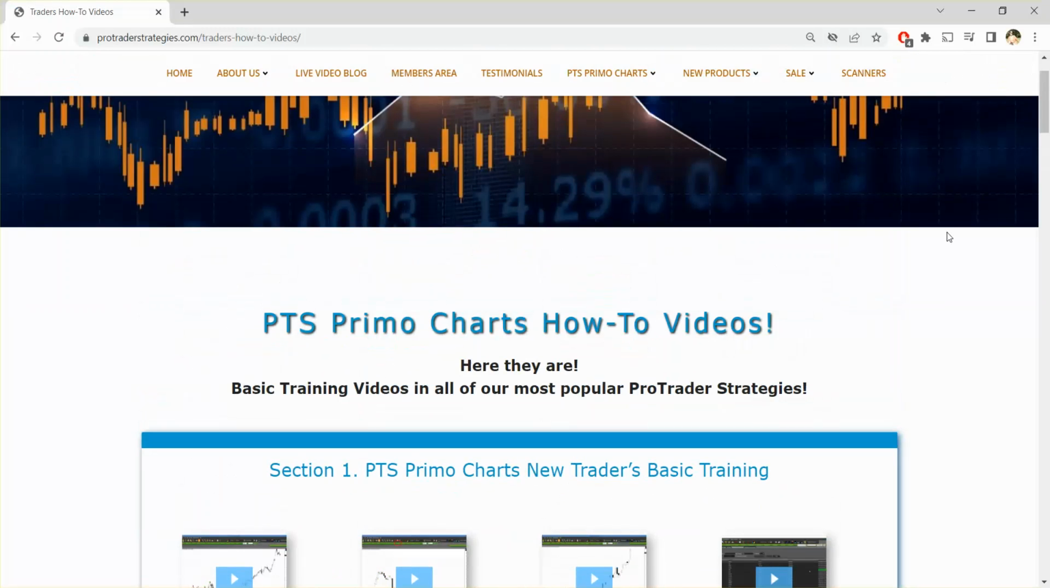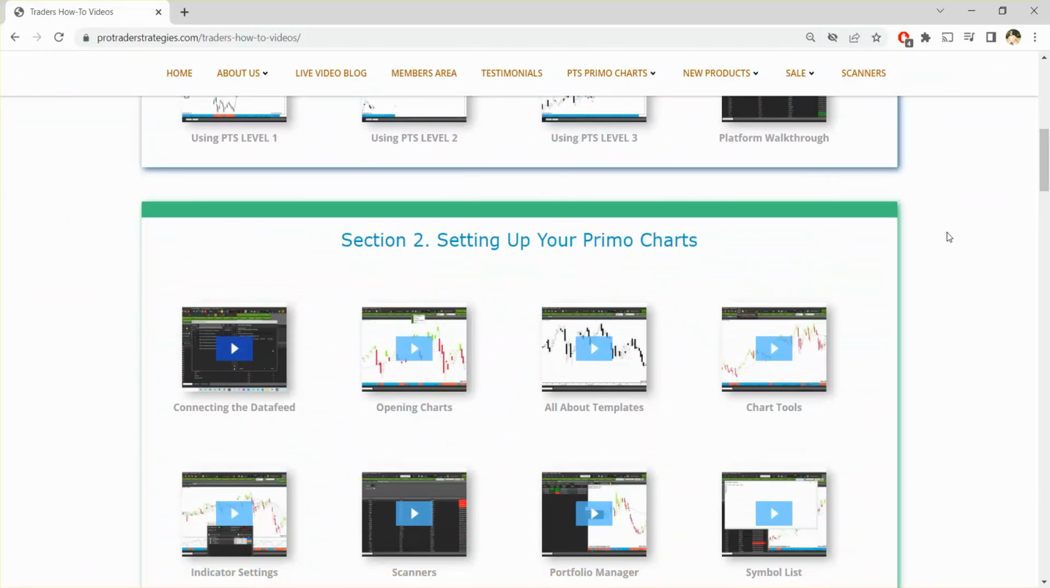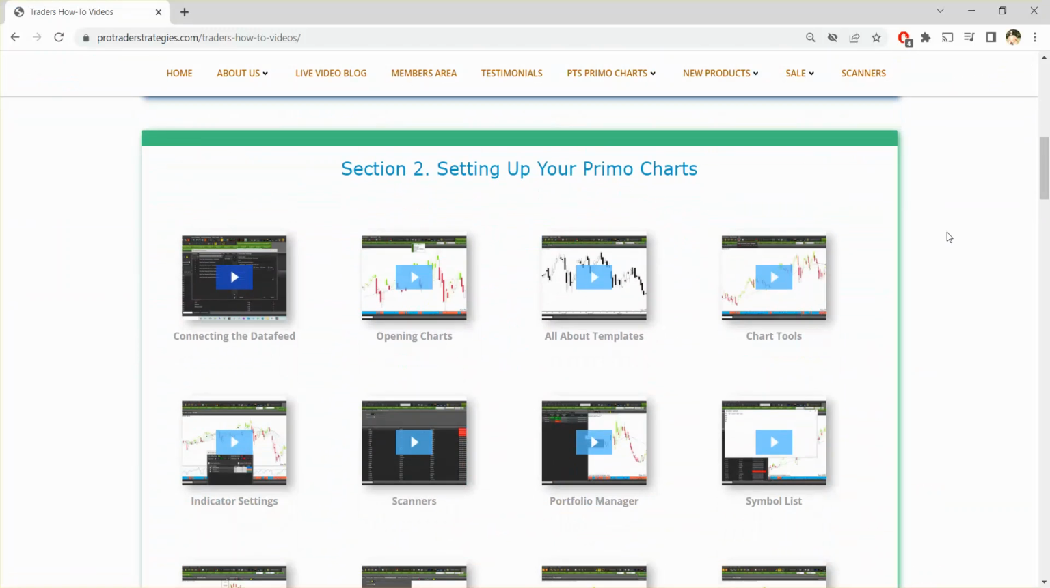You can see that this page is divided in sections. Section number 2, when scrolling down, are the topics that you should be familiar with when working with PTS Primo Charts. You can read all of the topics connecting to the data feed, opening the charts and applying the indicators, all about templates, the chart tools, indicator settings, and so on.